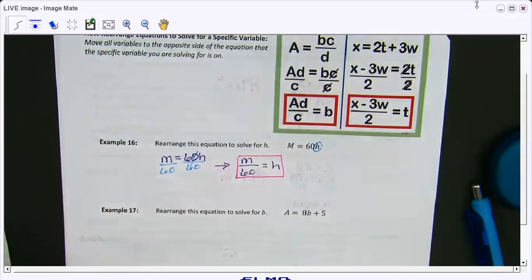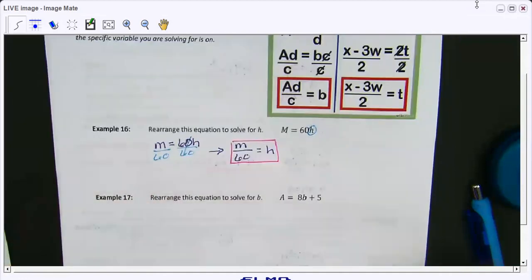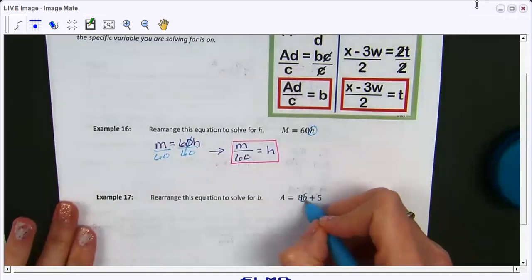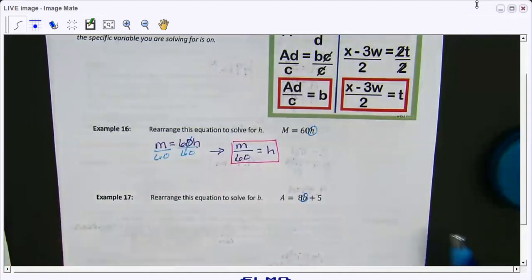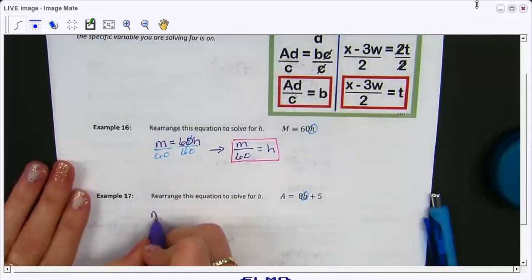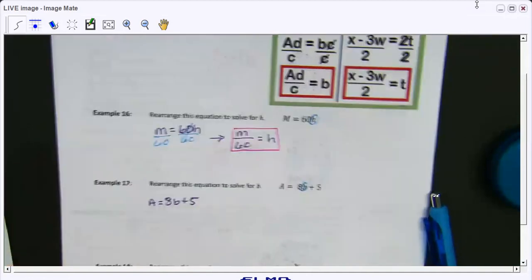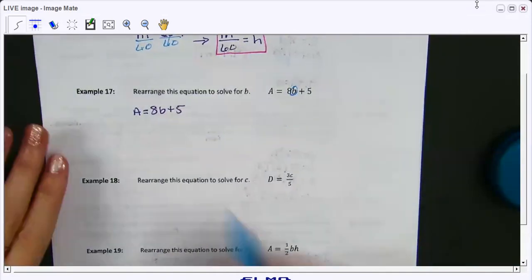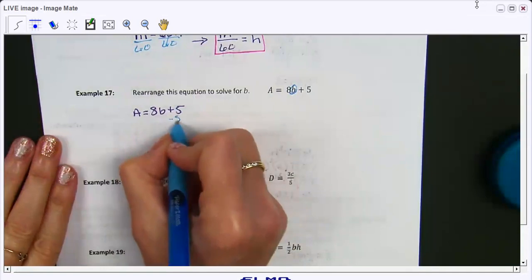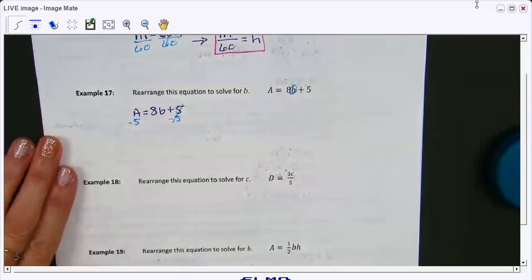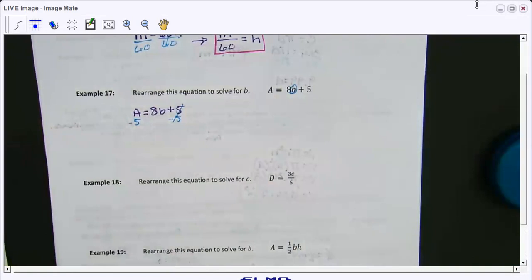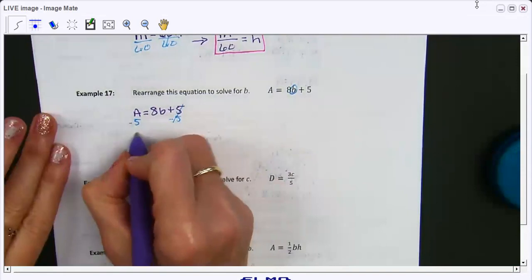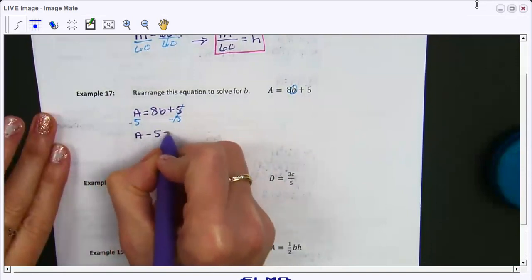Okay. Let's look at 17. We want to solve for B. That means we need to isolate B, get it all by itself. So we have A equals 8B plus 5. What is the first thing we need to move over? Yeah, the 5. And since 5 is being added, we're going to do the opposite and we are going to subtract it. Now this is a minus 5, not 5A. Okay, so when I write this, I get A minus 5 equals 8B.